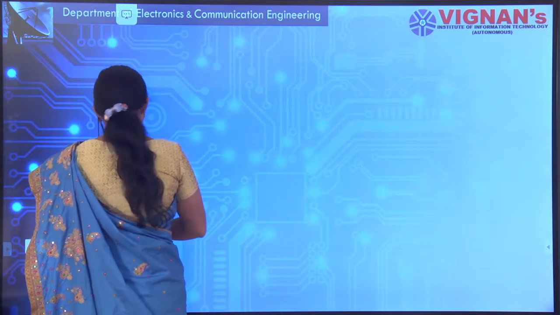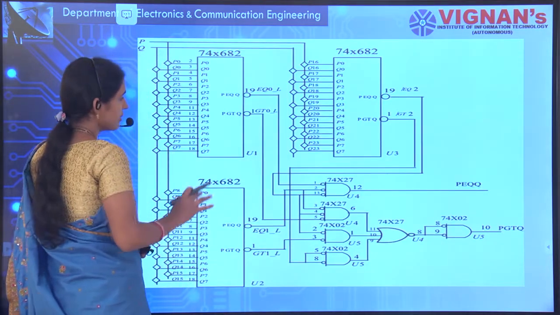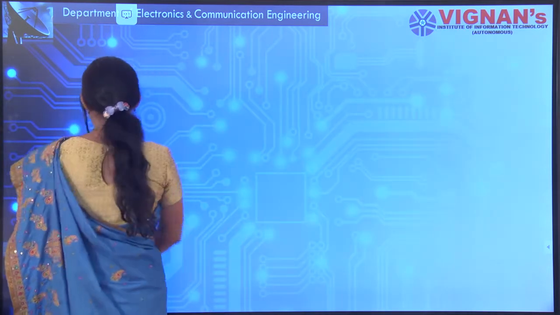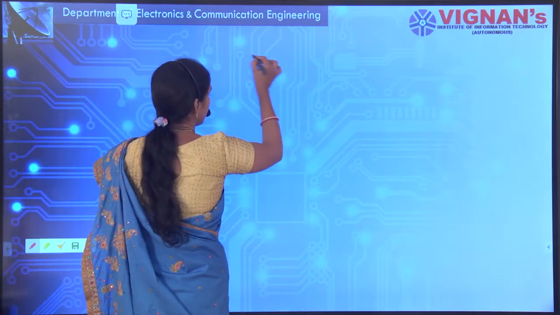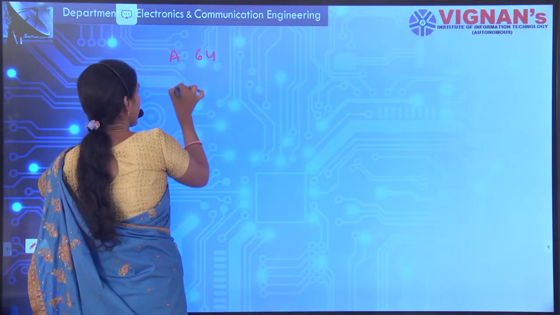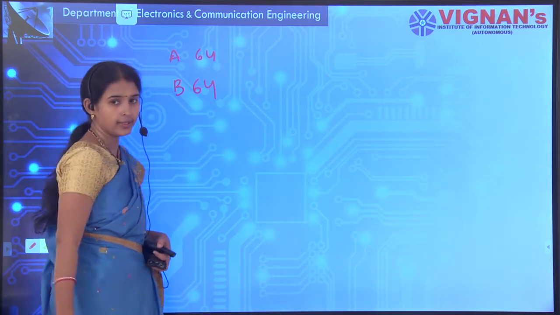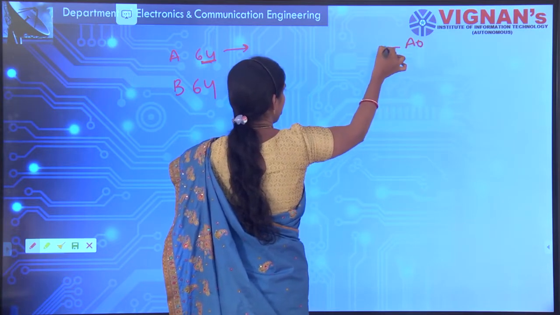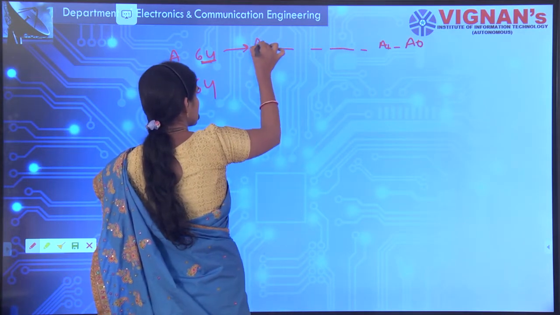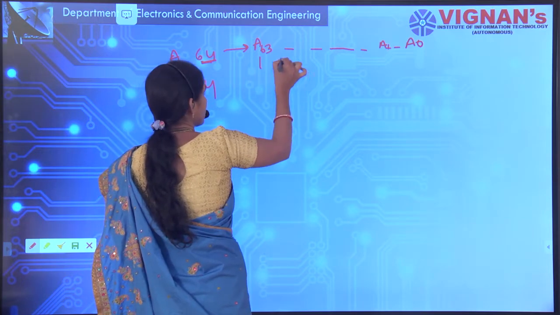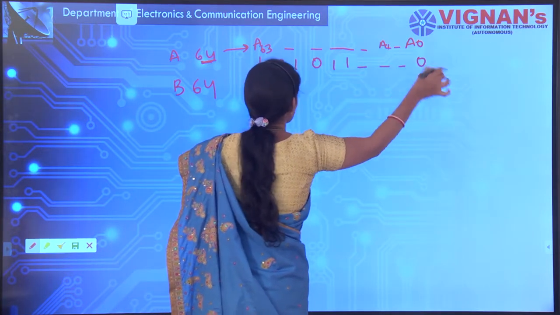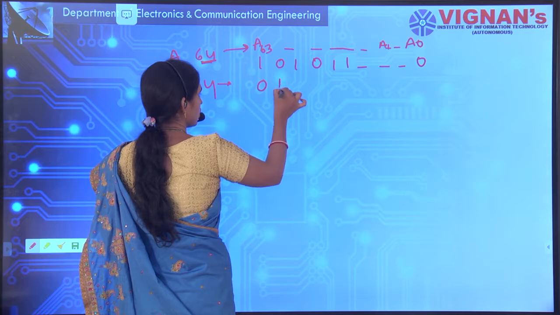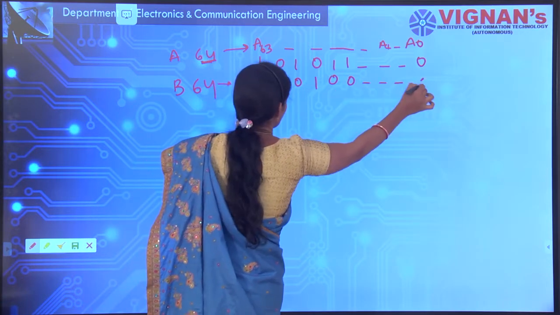Now we'll be seeing the 64-bit comparator. See here, A is of 64 bits and B is of 64 bits, right? That means A ranges from A0, A1, A2, and so on up to A63, like 1 0 0 1 0 and so on. And B is of 64 bits, like 0 1 0 1 0 0 and so on.